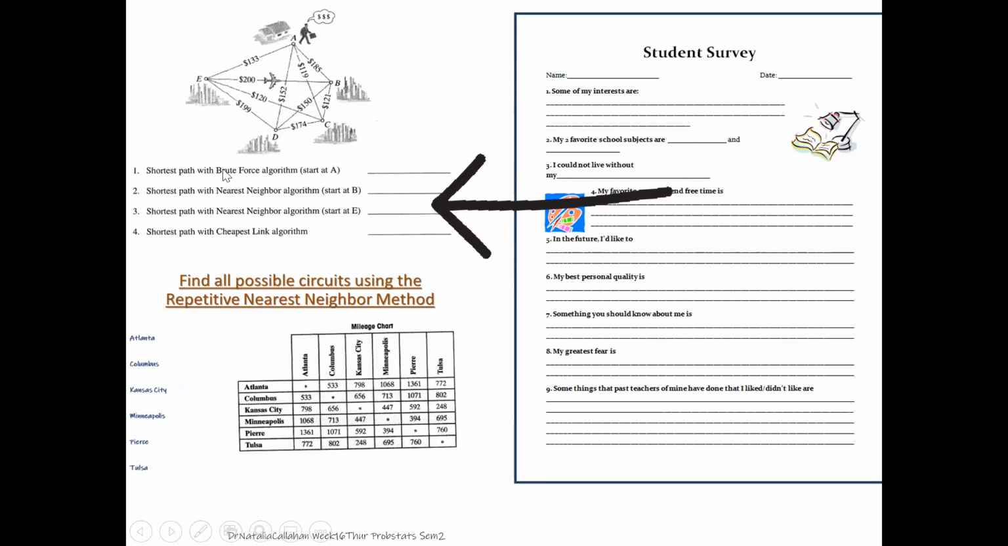You're going to find the shortest path with the brute force algorithm starting at A, nearest neighbor algorithm starting at B, cheapest neighbor algorithm starting at C, E, and then the cheapest link algorithm starting at any path you want. Then I want you to find all the possible circuits using the repetitive nearest neighbor method using this chart of the following cities. You're going to start with Atlanta and then give me the link, Columbus, give me the link, Kansas City, give me the rest, Minneapolis, give me the circuit, Pierce, and then Tulsa. Okay.